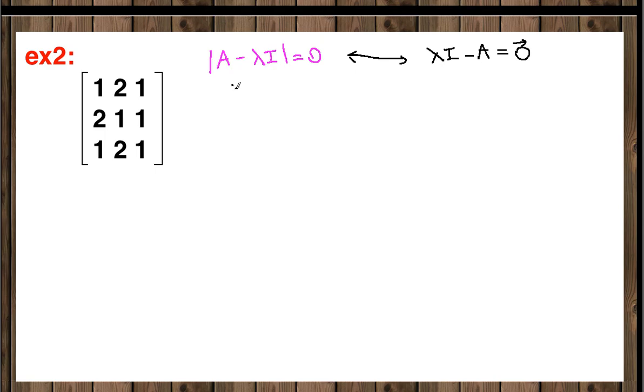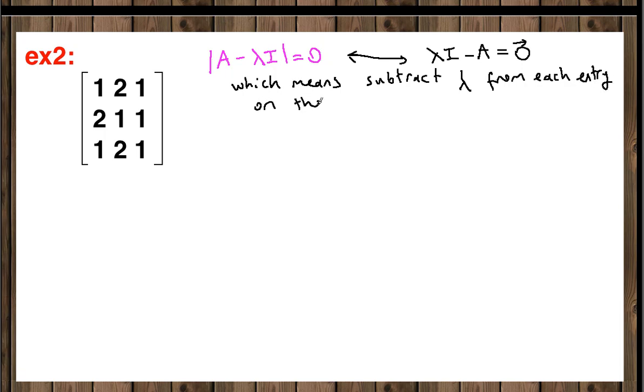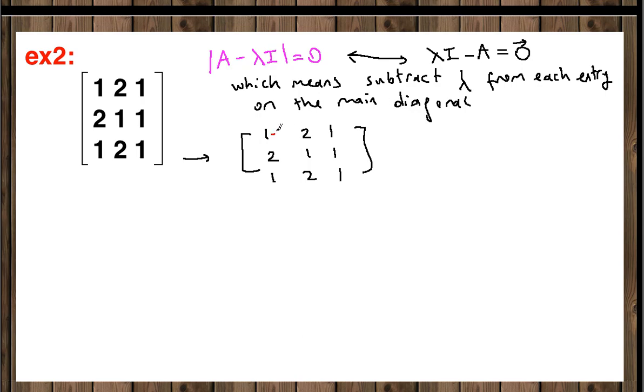So this technically means subtract lambda from each entry on the main diagonal. Okay, let's do that. This is our original matrix, 1, 2, 1, 2, 1, 1, 1, 2, 1, and we subtract lambda from the main diagonal. Why? Because lambda times I is lambda, 0, 0, 0, lambda, 0, 0, 0, lambda, and if we subtract this from A, that's what we get.